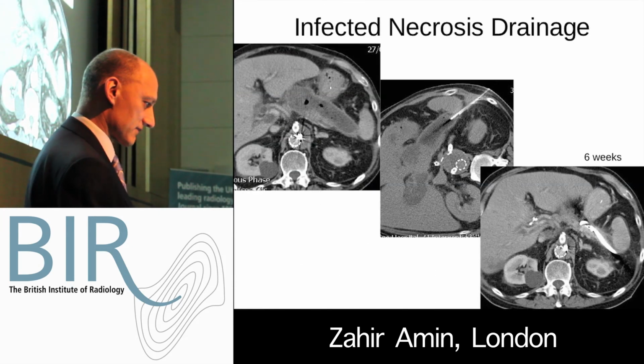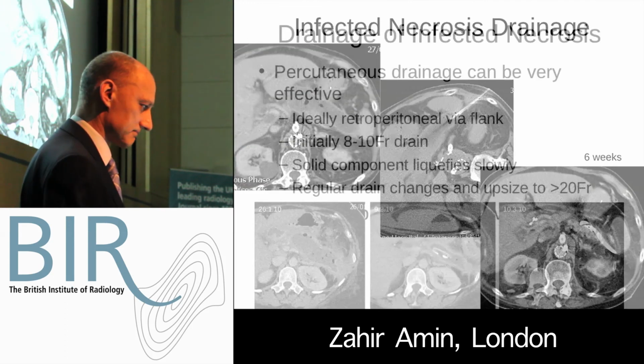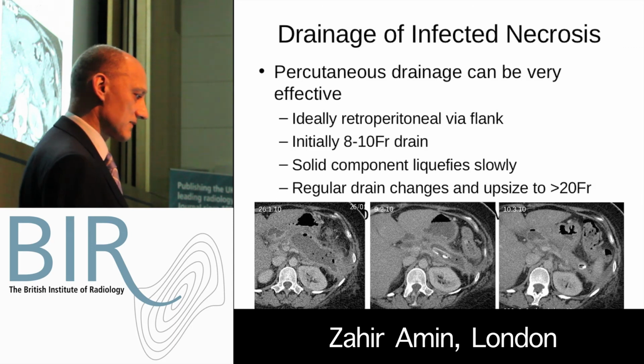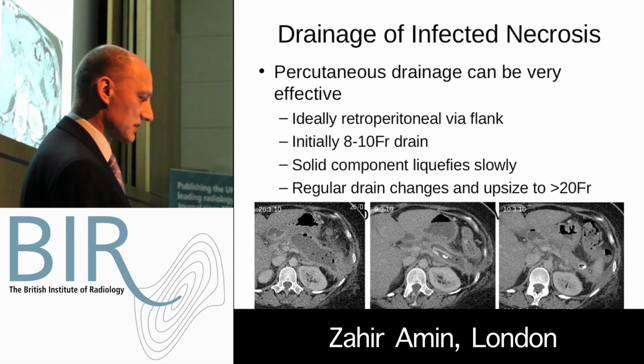Just an example of draining infected necrosis. Again, this is a septic patient, not a big collection, but approached through the left flank, and then eventually 6 weeks later, with a few drain changes in between, the infected necrosis is essentially resolved. So percutaneous drainage of infected necrosis can be very effective, ideally by the retroperitoneal approach to the flank. Initially, a small drain is reasonable, and then that can be upsized under fluoroscopic guidance. And solid components can be extruded very slowly, and regular drain change is required, and also upsizing.